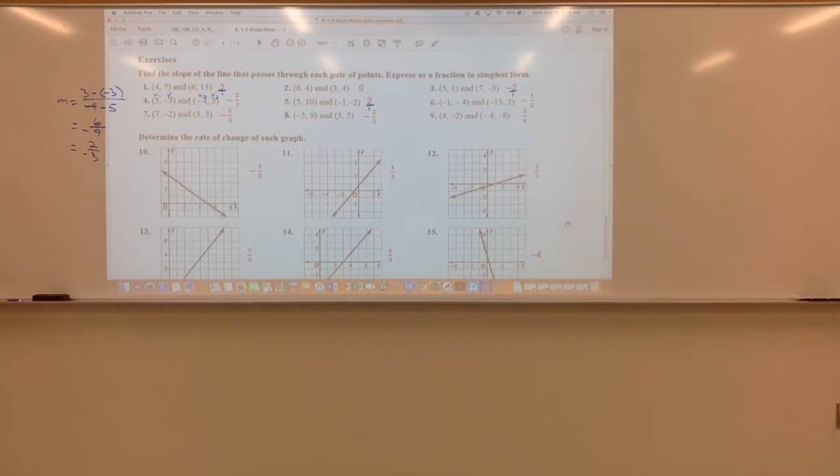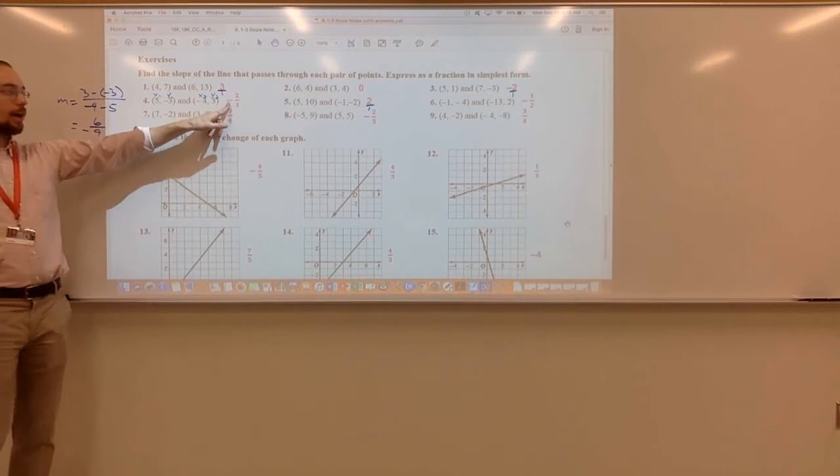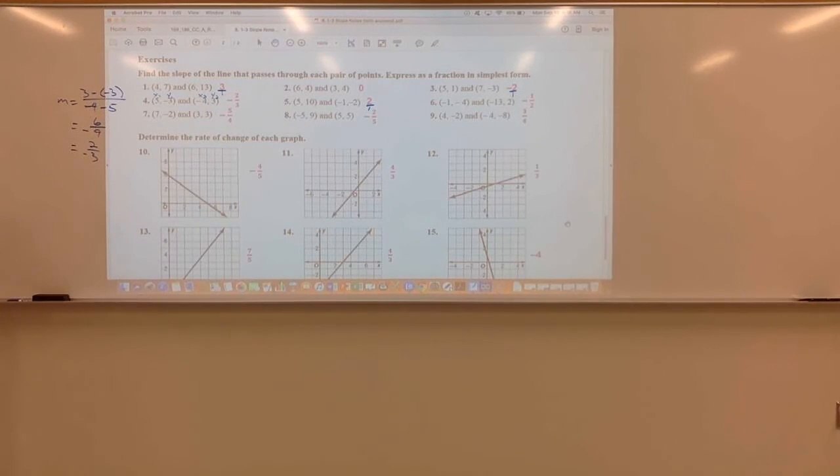Okay? And one other thing to point out: if we just have one value negative, either the denominator is negative or the numerator is negative, we can just pull that negative sign out front. We don't have to keep it with the numerator or denominator.